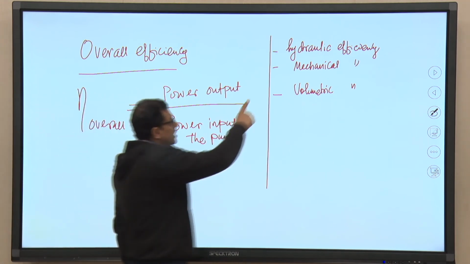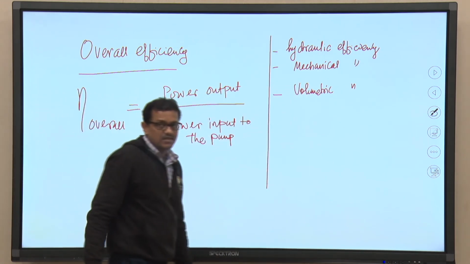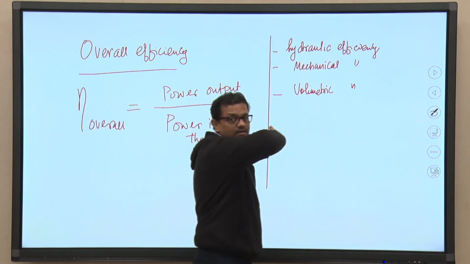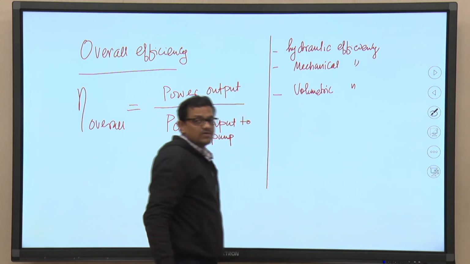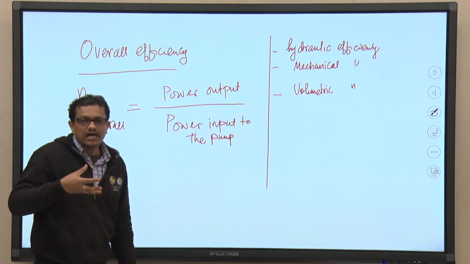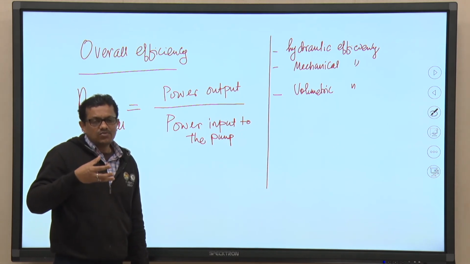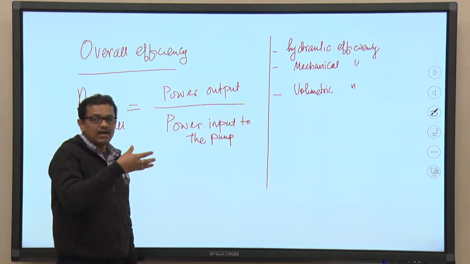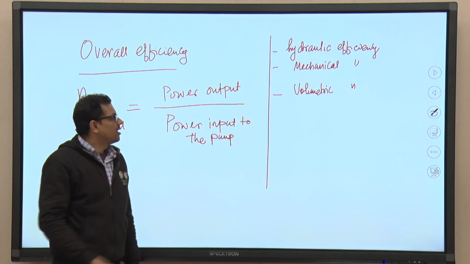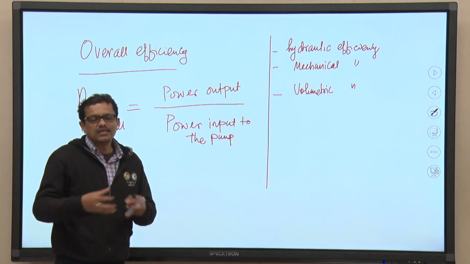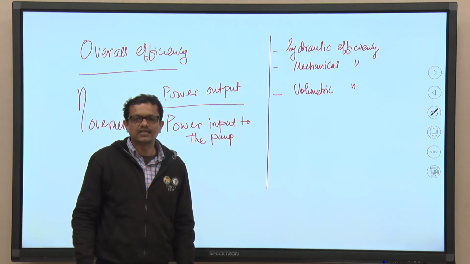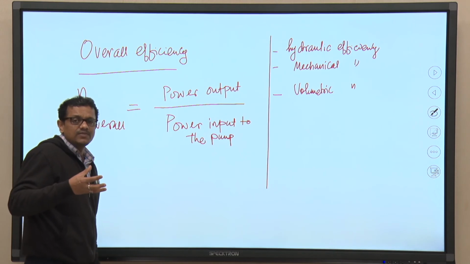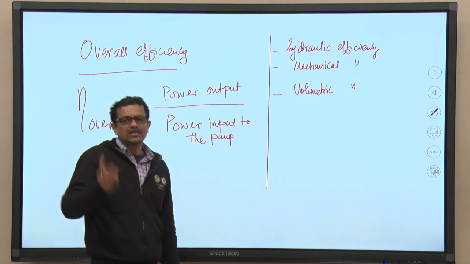If we talk about hydraulic efficiency, mechanical efficiency and volumetric efficiency, the hydraulic efficiency is talking about the difference in the head being developed by the pump. The mechanical efficiency is talking about the difference between the power available at the impeller and the power supplied to the shaft, while the volumetric efficiency is the difference between the discharge at the outlet and the volume flow rate at the eye of the impeller. So the volume flow rate at the eye of the impeller is not getting discharged by the pump itself.